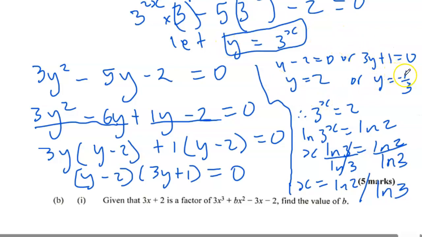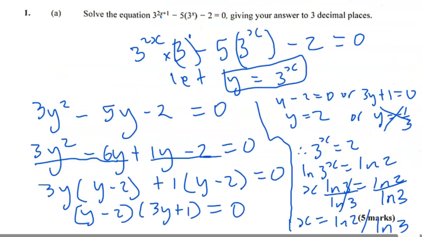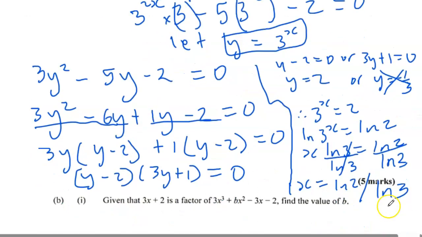The other value for y: notice if you let 3 to the power of x be equal to negative 1/3, if you log both sides, you can't have a log of a negative number. So this would not yield a solution. So the solution there is log 2 divided by log 3. We're asked to put our answer correct to 3 decimal places, so that would be 0.631. Next.